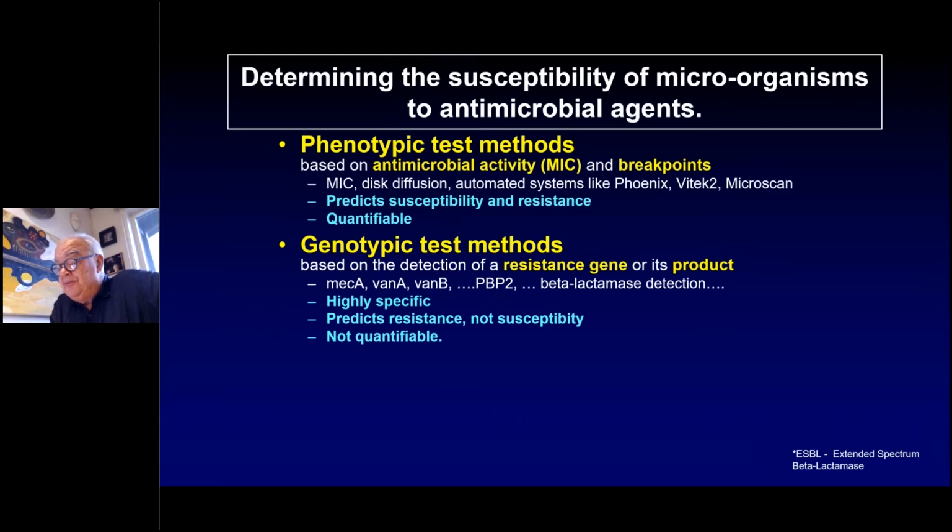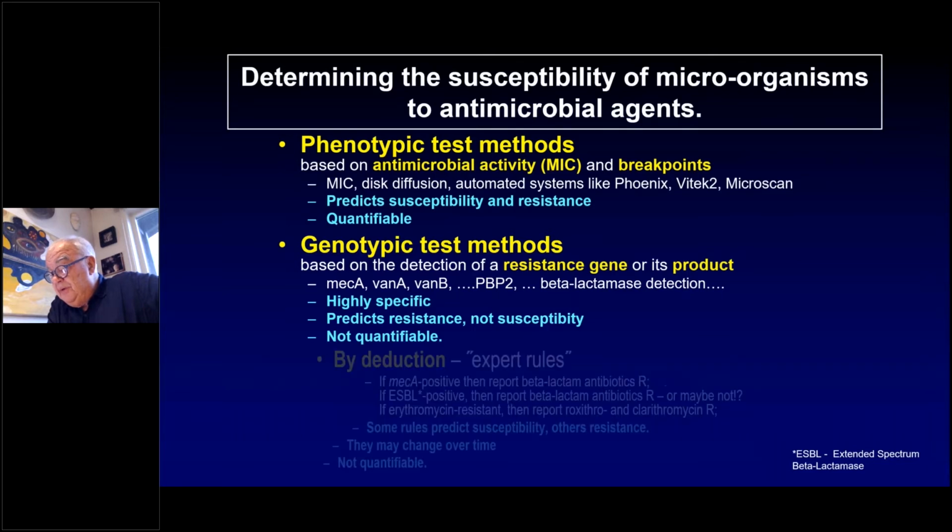If we move on very briefly to genotypic methods, which we're not going to talk about today, they are highly specific. They will detect the resistance gene in question. They will predict resistance, but at this point in time they will not predict susceptibility. And they're not quantifiable. It's either or.